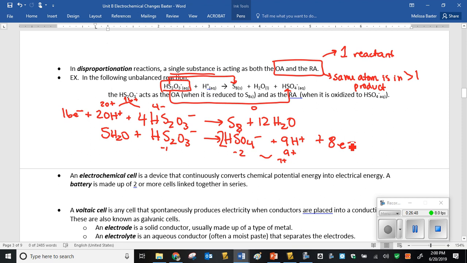Then last step would be to notice that this reaction does not have the same number of electrons as this one. So I would multiply everything in this one by 2. Does anyone want to ask steps about the half reaction balancing method there? Yeah.